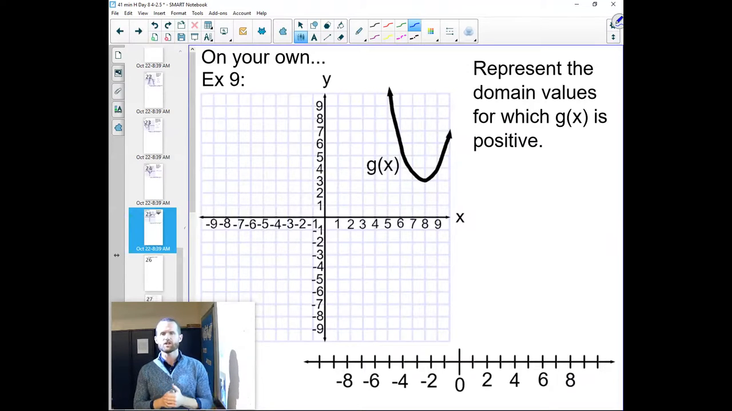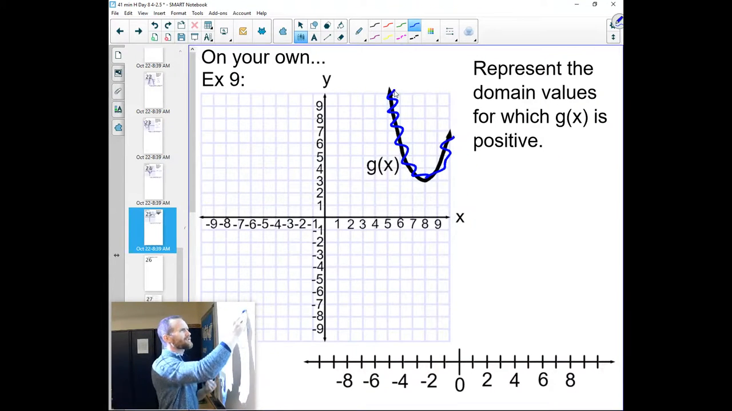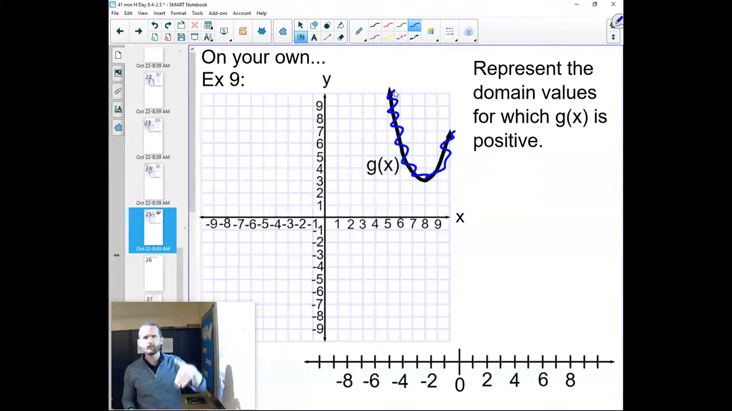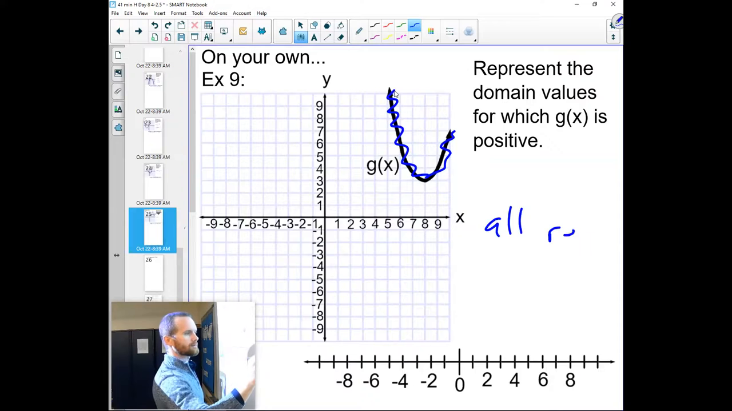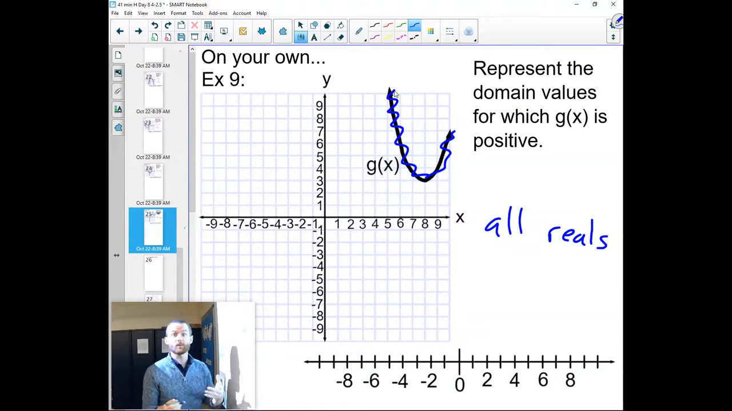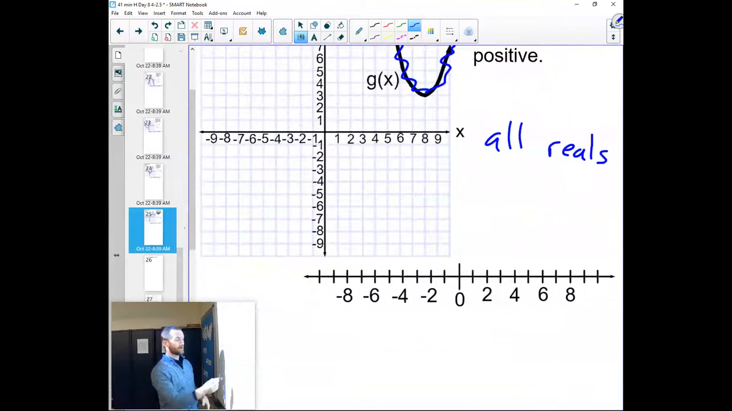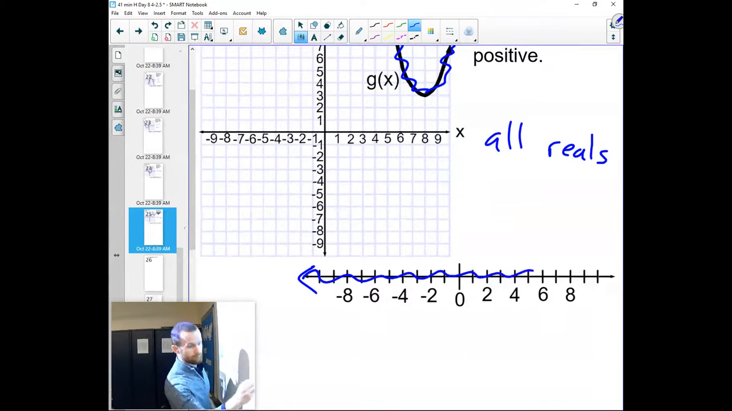Represent the domain values for which g of x is positive. So remember, positive means above the x-axis, and hopefully you're saying, well, wait a minute. This function is always above the x-axis. It never goes below the x-axis. It never hits it, so it's never 0, and it never goes below it, so it's never negative. So the answer is just, okay, all reals. What are the domain values for which g of x is positive? All real domain values will make g of x positive. And to show that on a number line, we just shade everything, and that's it.